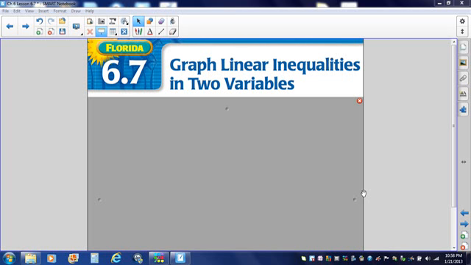So today's notes are on lesson 6.7. We're going to graph linear inequalities. So please write down your notes. This is going to be lesson 6.7. We are going to graph linear inequalities.